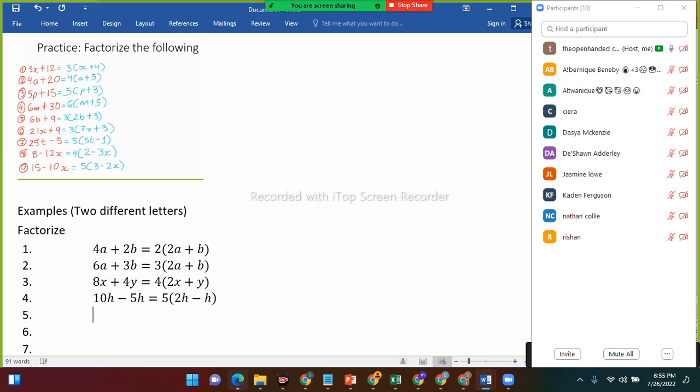Now things could get a little more interesting than this. So we can have something like 8. It doesn't always have to be 2a and b, and on the inside it could be a little bit more interesting. So say for example you have 8x plus 24y.